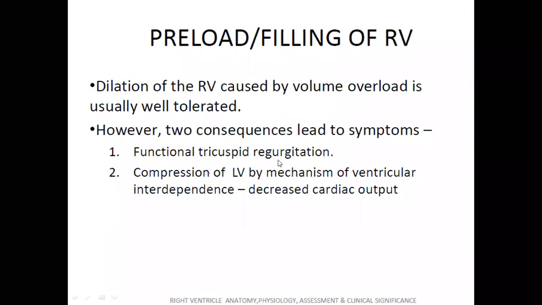The other contribution to the symptoms which I need to emphasize is the functional tricuspid regurgitation. As I've discussed previously, the tricuspid valve has a very large annulus area. So any morphology change in the RV, like dilatation, can result in functional tricuspid regurgitation, which will contribute to the volume overload.